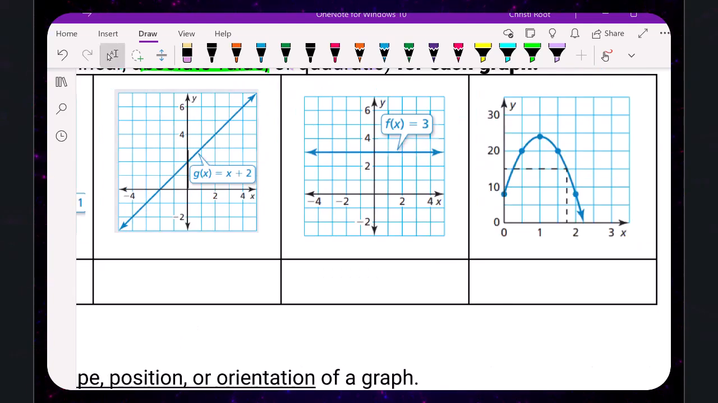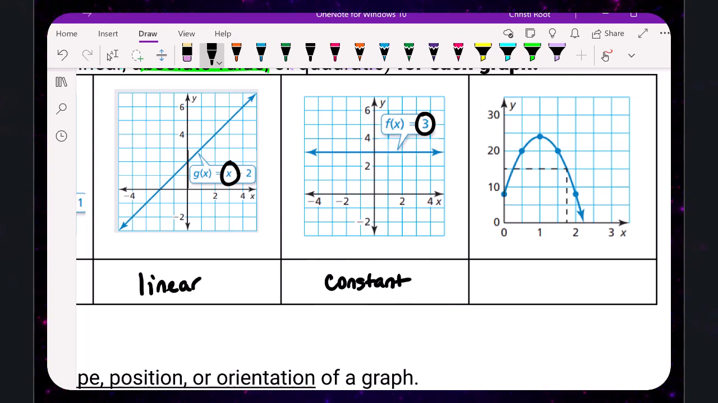All right, last three. This one right here is a straight line, but it's not flat. Since it's not flat, it is going to be linear. And if you look at the equation, you know that it's linear because it's just got x, which is x to the power of 1. This one right here, oh, there we have it. We have our flat line, and it is equal to a number, so it is definitely going to be a constant function. And the last one is a U shape.